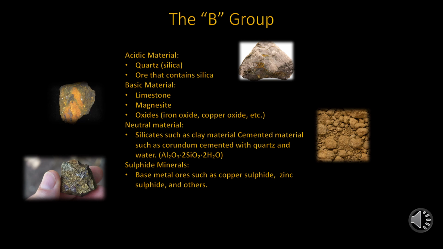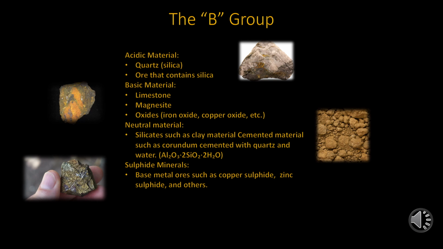In the Group B category, regarding fusion, the slag is referred to as Group B. Your ore or ore samples will contain the Group B constituents. Your slag will contain the silicates such as pure quartz or from the rocks that contain quantities of quartz in their makeup. It will or may contain some of your basic materials such as limestone, magnesite, oxide of all the unwanted metals. There may be silicates such as alumina clay material cemented with quartz. There will be the sulfide minerals as well, such as copper, lead, and zinc sulfides.